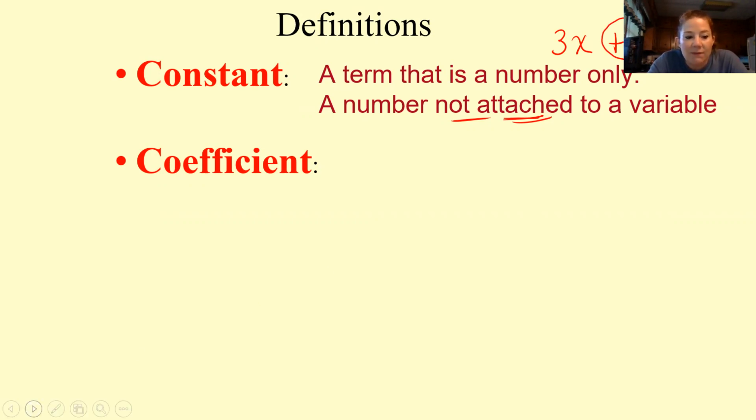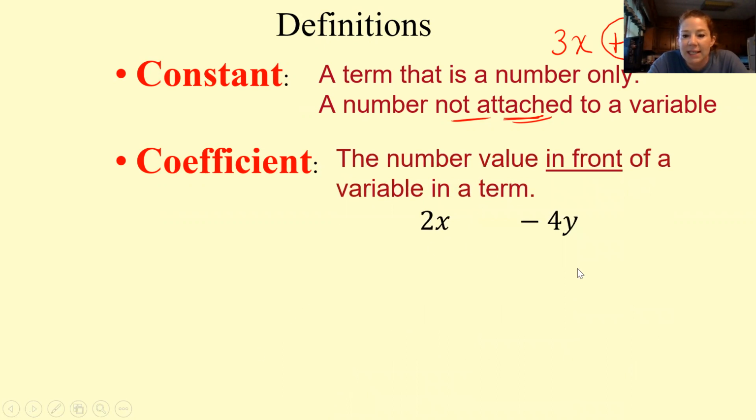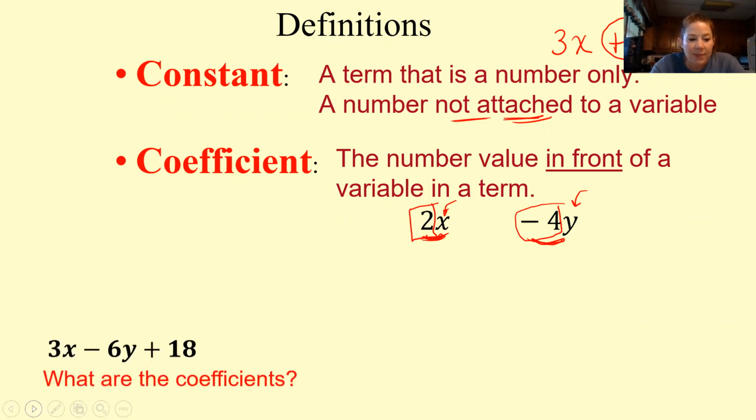We've already talked about coefficient, but a coefficient is the number value in front of a variable in a term. In order to have a coefficient, you have to have a number multiplied by a variable like these two. So what is the coefficient of this term? The coefficient is 2. Of this whole term, the coefficient is negative 4. And of course, the variable is y here and x here. Okay, so you got to just memorize these vocabulary terms and definitions.